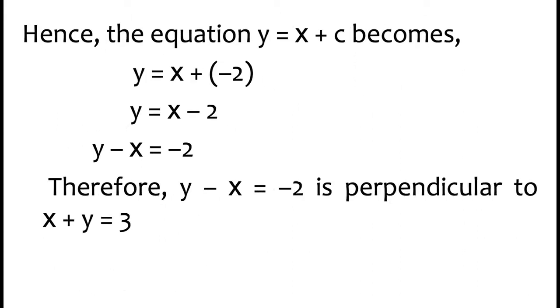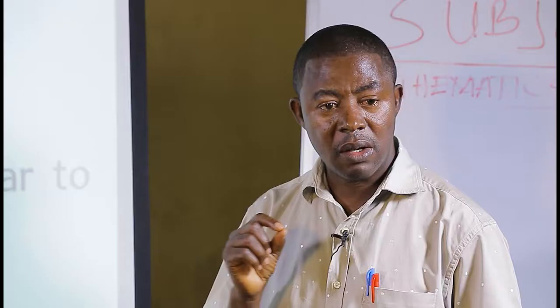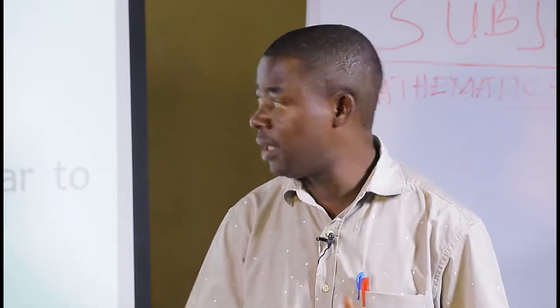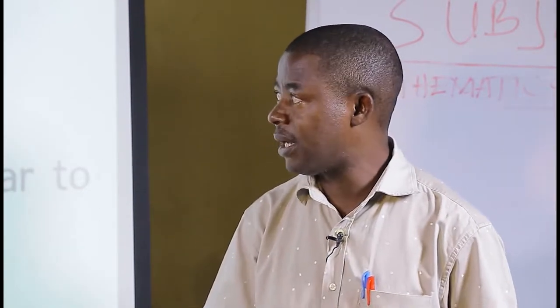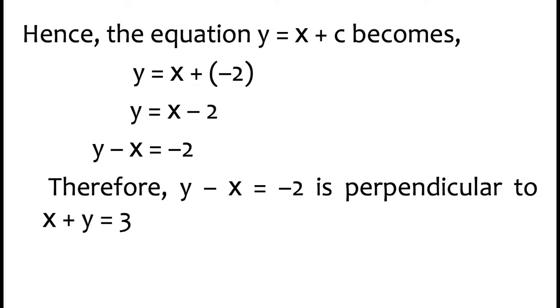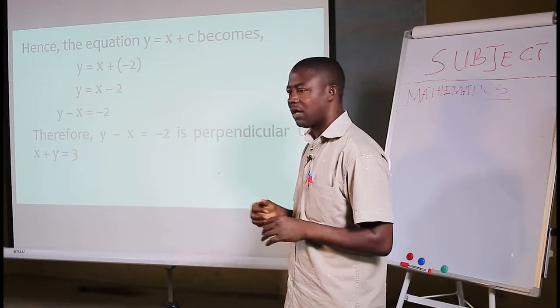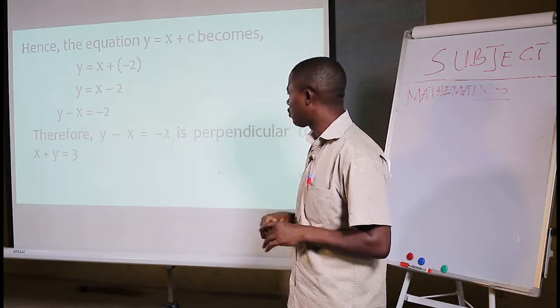Hence, we are going to have the equation y equals mx plus c becoming y equals x plus -2, because our constant is -2. So you substitute accordingly, and by simplifying, positive times negative is negative. So y will be equal to x minus 2. If you want to have all the variables on one side, y minus x will be equal to -2.